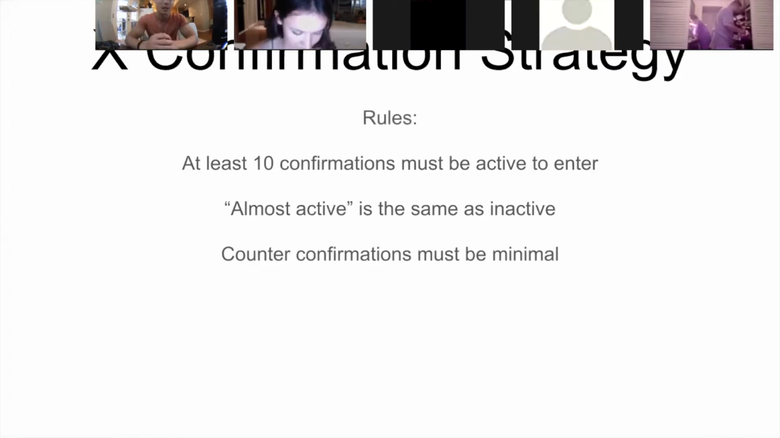Counter confirmations must be minimal. So all that means is sometimes confirmations disagree with each other, and that's okay. But if you see like a 1-to-1 or 50-50 ratio of buy and sell confirmations, don't enter. That just means there's indecision.